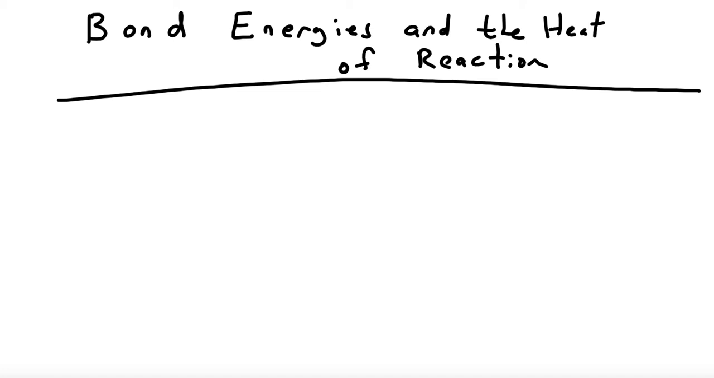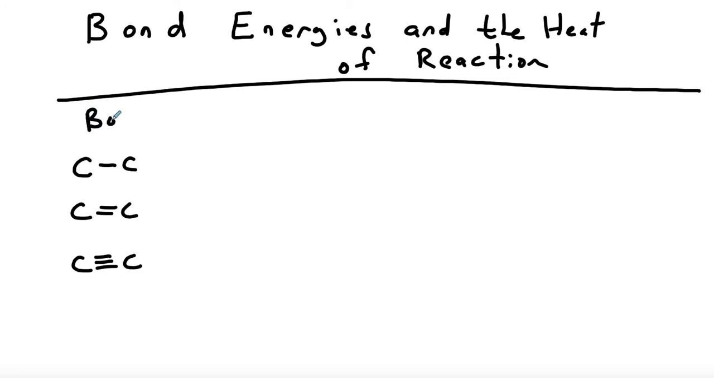So in this video, we're going to look at how to use bond energies to estimate the heat of a reaction. So first, let's go ahead and define bond energies. Let's look at a couple of different bonds. Let's just start with some carbon-carbon bonds: a double bond, a triple bond, a single bond. We're not going to draw the rest of the molecule, just the bond. And we're going to look at what the bond energy is.